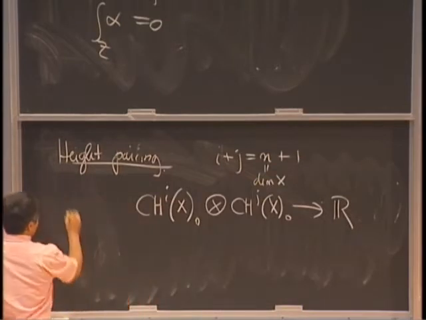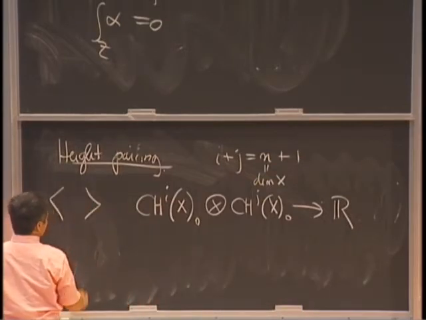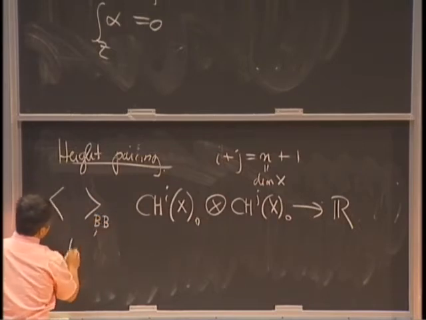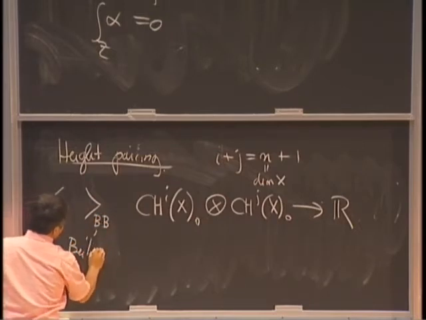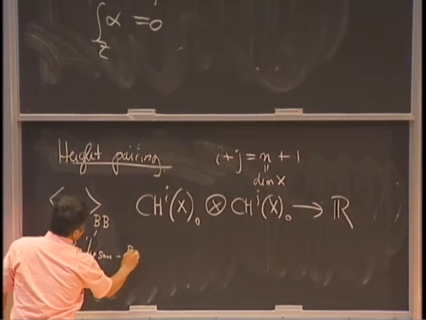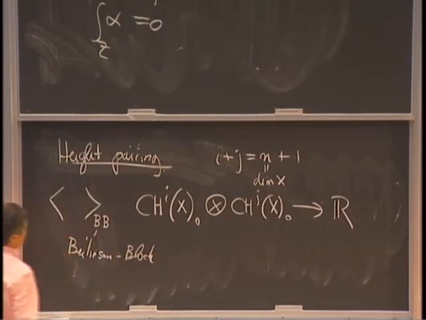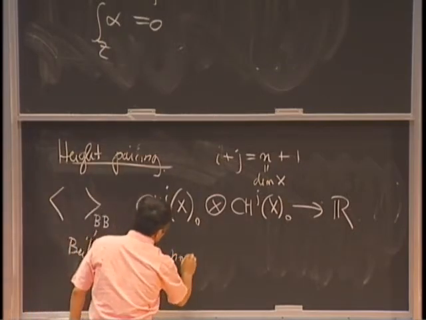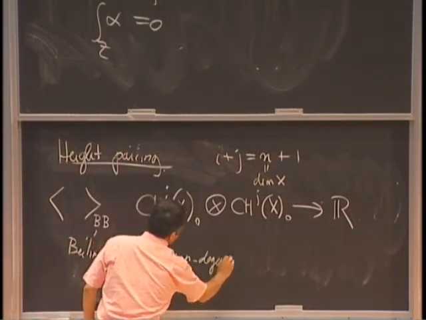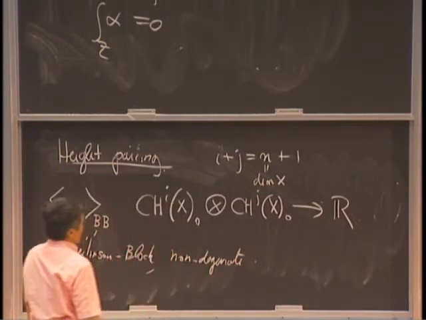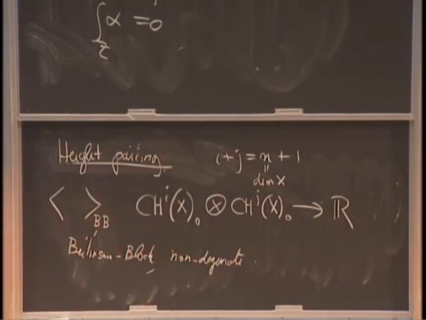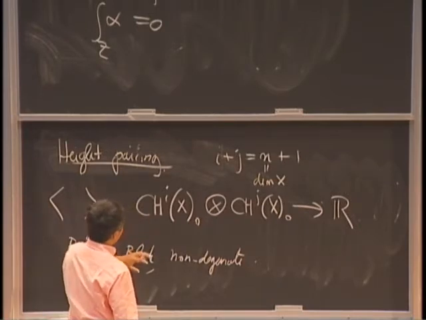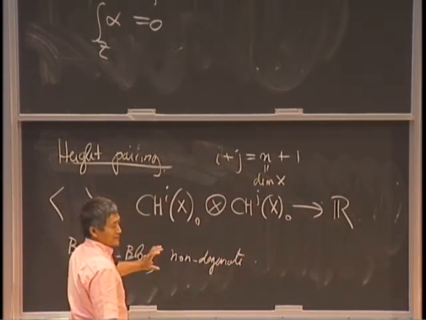So conjecturally, there is a pairing. It's a height pairing, the so-called Beilinson-Bloch height pairing. And conjecturally, there is such a pairing which is non-degenerate. The construction of the cycle is not that hard, conjecturally. Again, it is a modularity conjecture, a monodromy conjecture, a standard conjecture.